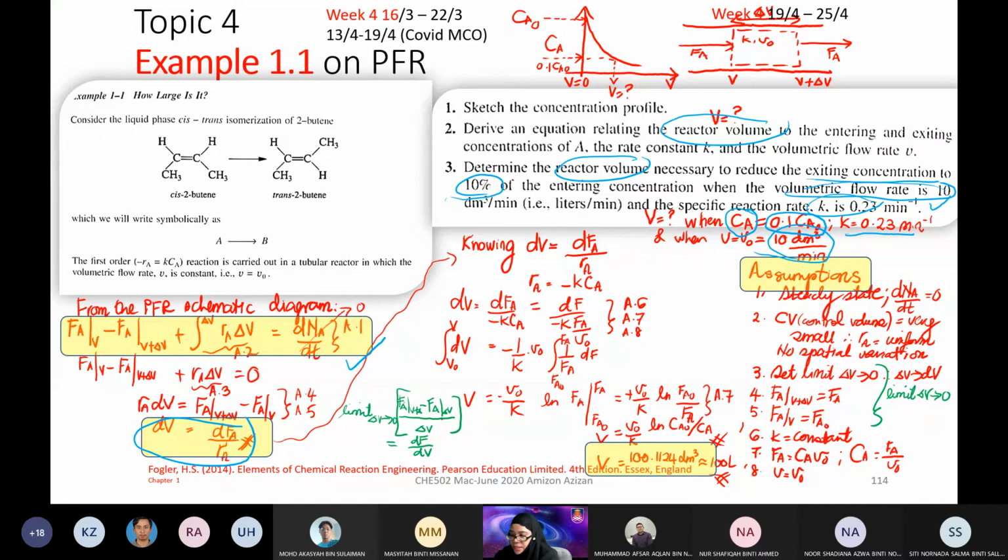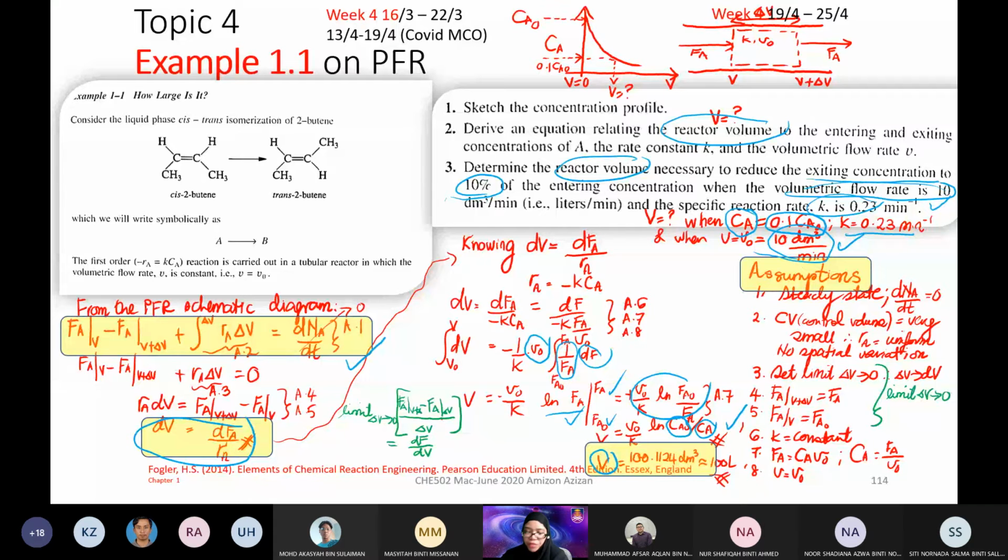In this case, the volumetric flow rate is a constant value, so you don't integrate it, simply 1 over FA dF. Then it's simply ln FA, because we have 1 over FA there, ln FA from FA naught to FA. Simply simplify that equation, and knowing CA naught and CA, and substitute the value, giving you the volume. So how do you know your CA naught? Is it given?